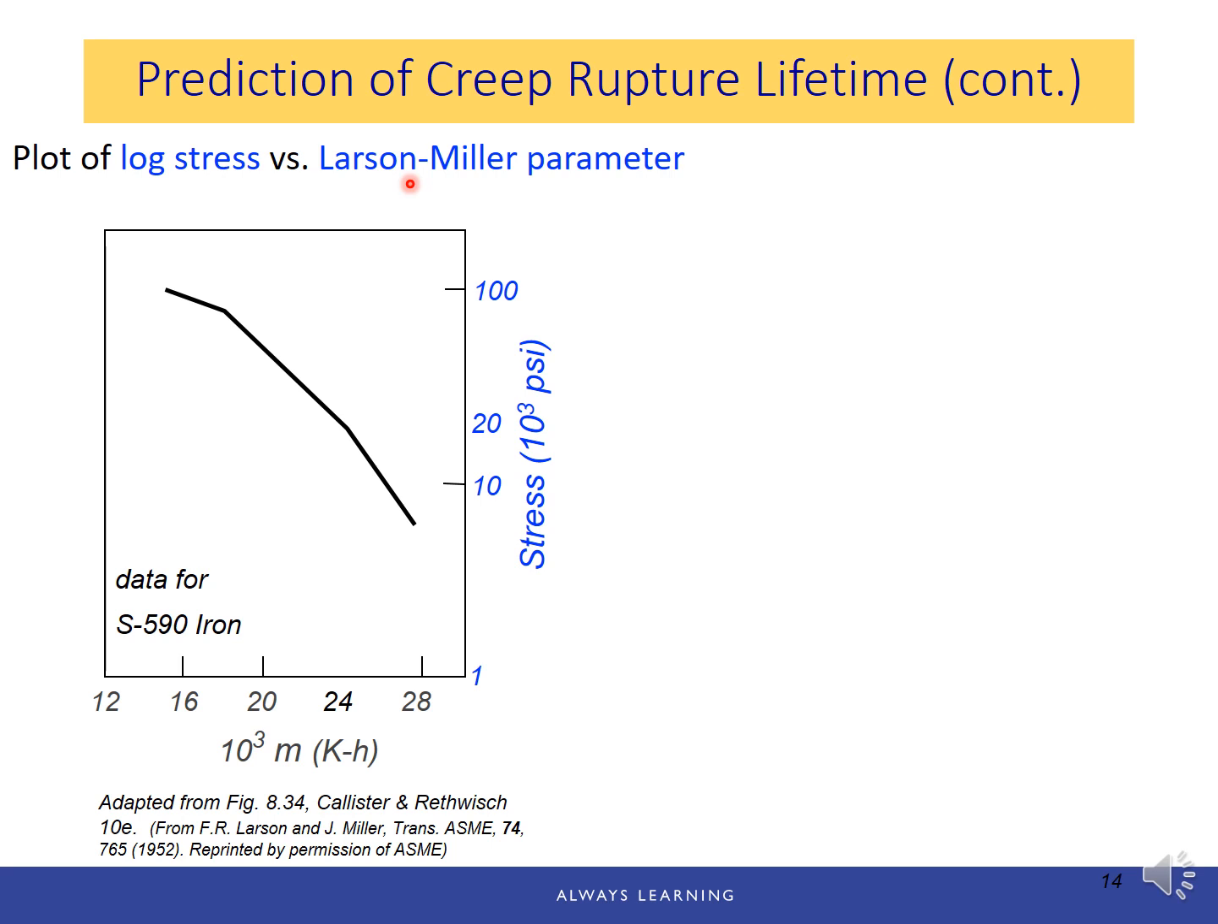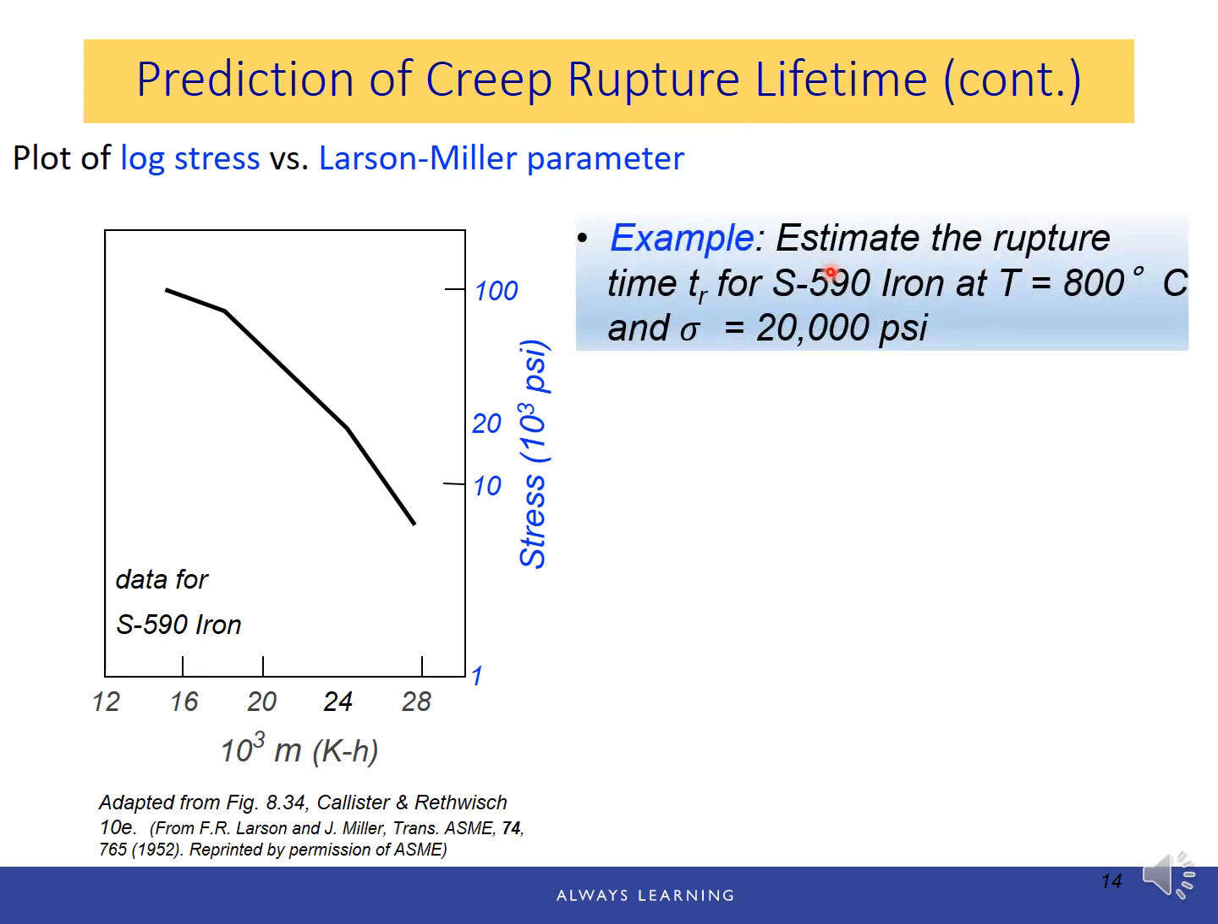Now let's use one example to see how we use this Larson-Miller parameter to predict the creep rupture lifetime, which is T sub r. So estimate the rupture time T sub r for S590 iron at the given temperature, 800 degrees Celsius, and the given applied stress level, which is 20,000 psi. First, let's convert the temperature from degrees Celsius to Kelvin, since in the Larson-Miller equation, the temperature should be in unit of Kelvin.